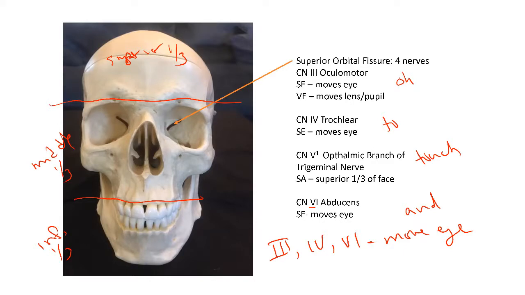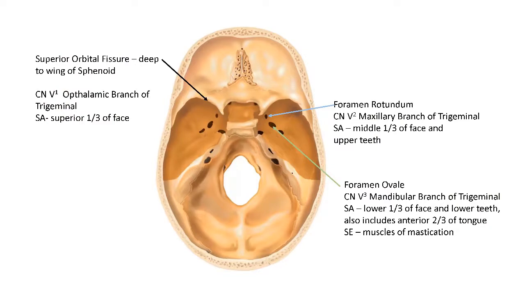That is called the ophthalmic branch of the trigeminal nerve, meaning of the eye and the face. So it's going to this piece. And the key to remembering this one is touch. It is to touch, and remember that touch is an SA sense. It's a general sense. Therefore, this is SA to that superior 1/3 of the face. And then I came to the inside of the skull and reminded you that the superior orbital fissure would be deep to this piece of the wing of the sphenoid, and that it is cranial nerve number 5, part 1, the ophthalmic branch of the trigeminal.